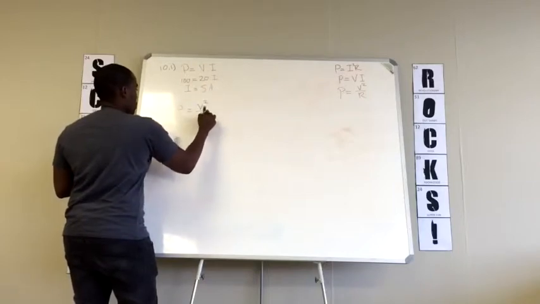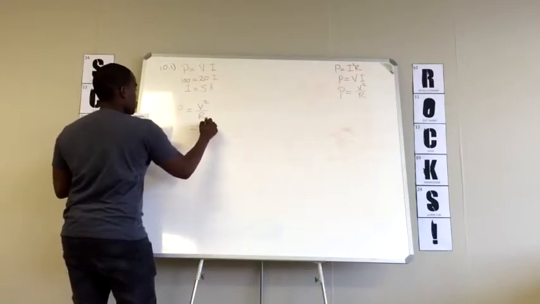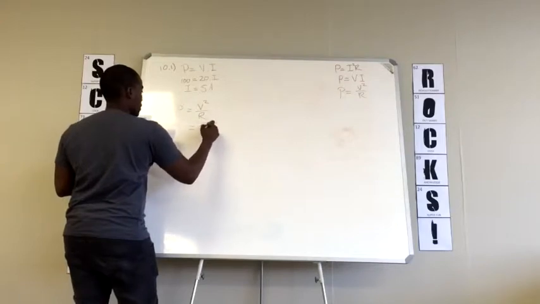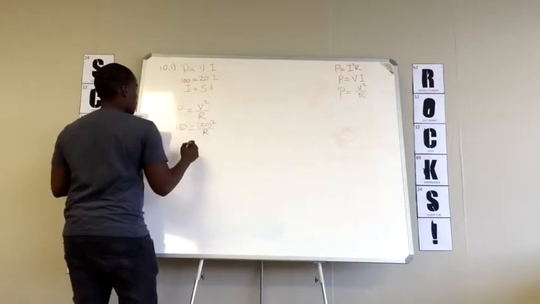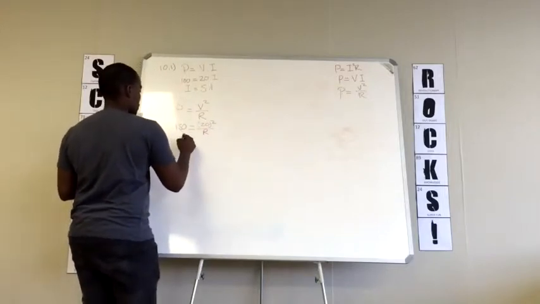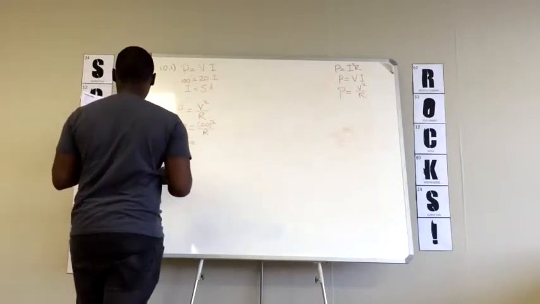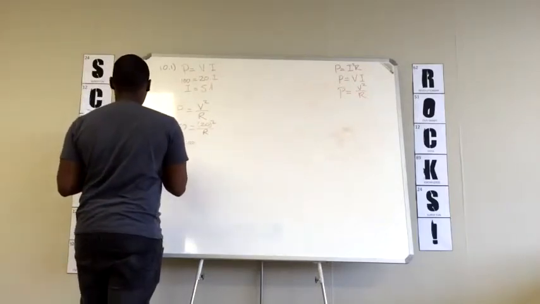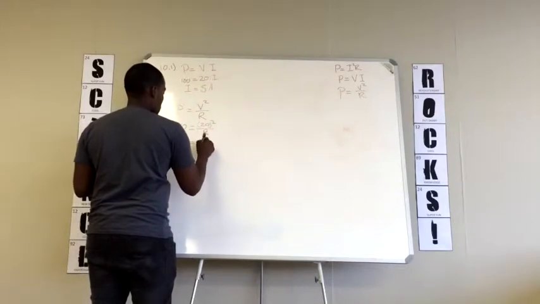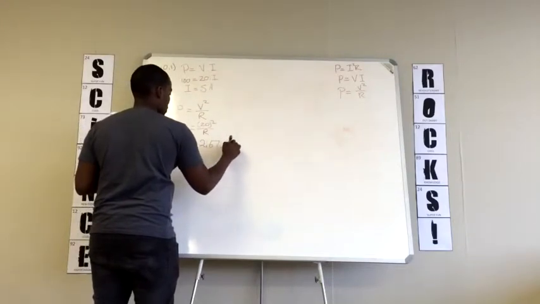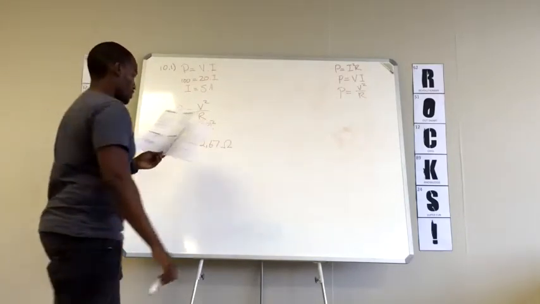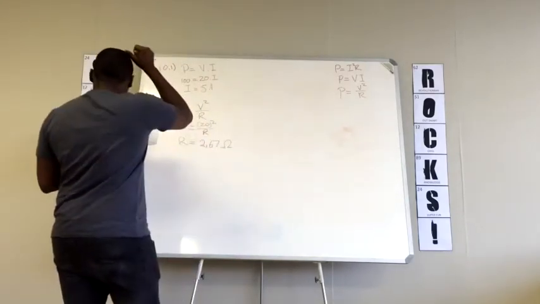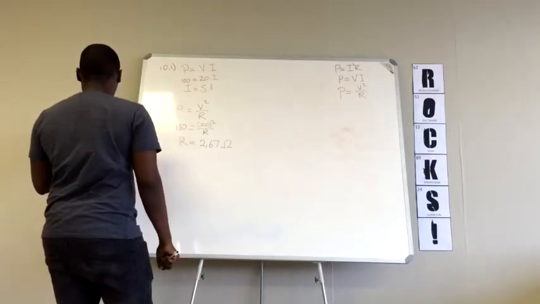V squared over R. V squared is 20 squared divided by R. My power is 150 watts. And you'll see when you solve that, you should get a value of 2.67 ohms. Quickly here if you agree. Yeah. Sweet. Okay, 10.3, calculate the internal resistance R of my battery.